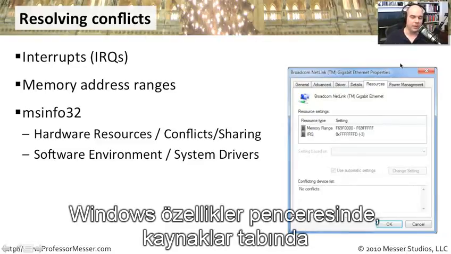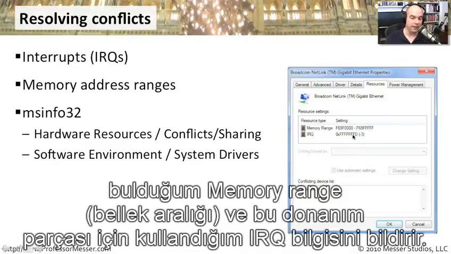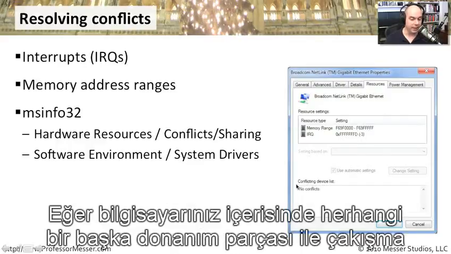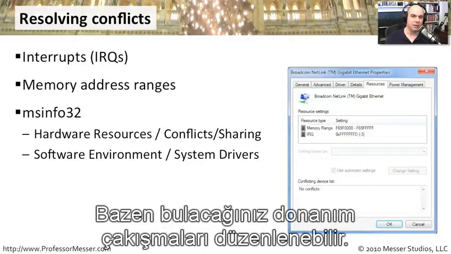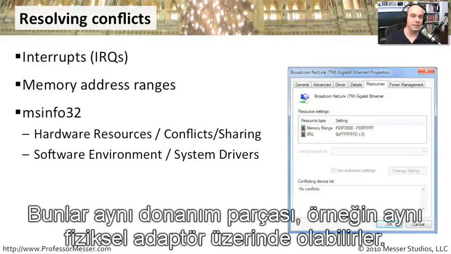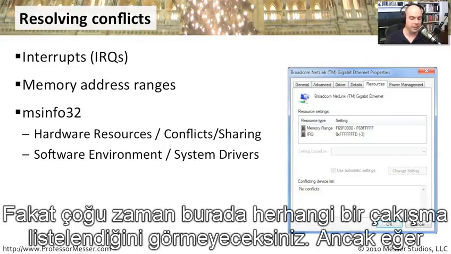And so Windows, if you go to your resources tab, tells you these are the memory ranges that I found and the IRQs that I'm using for this particular piece of hardware. And it will tell you if there are any conflicts with other pieces of hardware inside of your computer. Sometimes the hardware conflicts that you'll find are by design. They may be on the same piece of hardware, the same physical adapter card, for instance, but most of the time you'll see no conflicts listed in here.